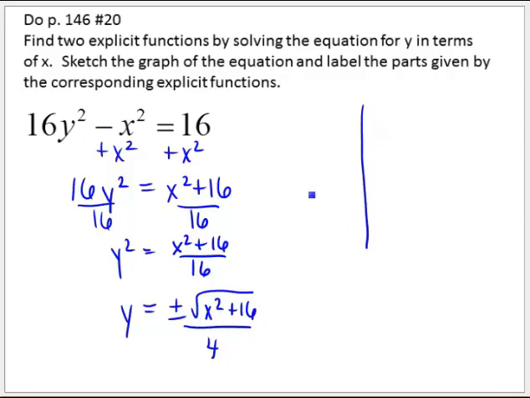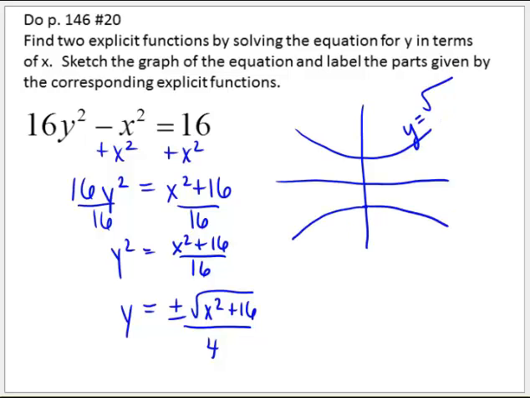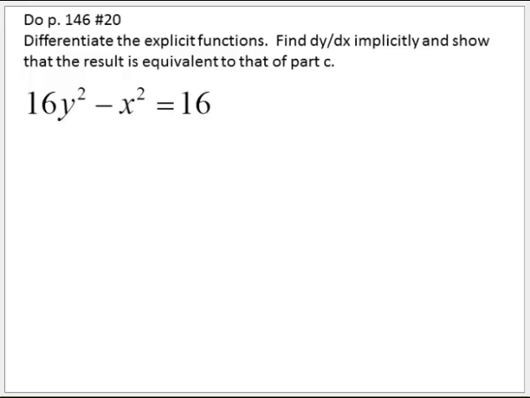If I sketch these two functions, this is a really fast sketch, they would look something along these lines, where this one would be y equals the square root of x squared plus 16 over 4. And this one would be y equals negative square root of x squared plus 16 all over 4. Taking those explicit functions onto this next screen, I'm going to copy down what the explicit function was: plus or minus the square root of x squared plus 16 all over 4.